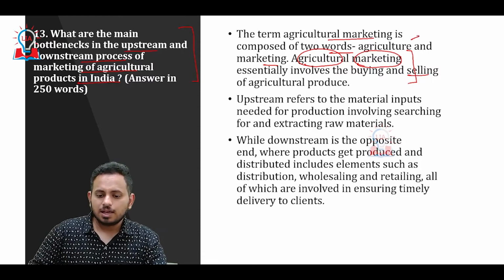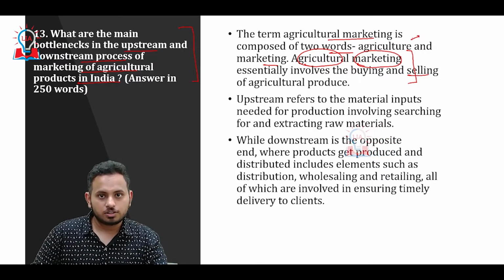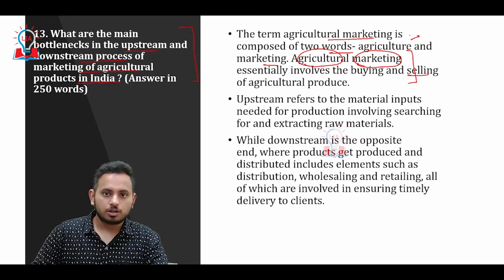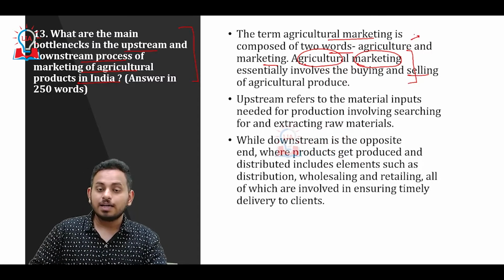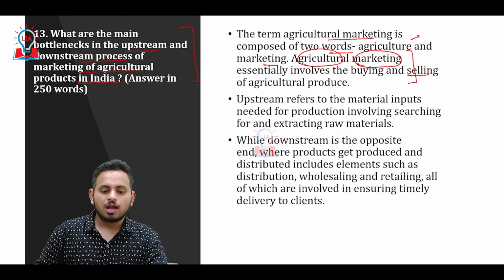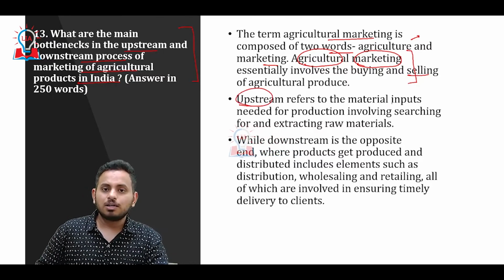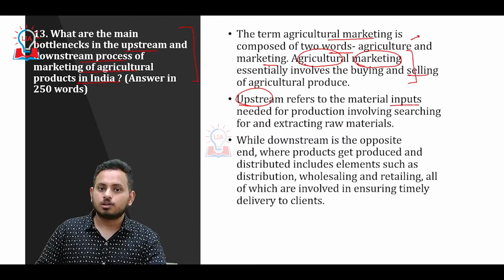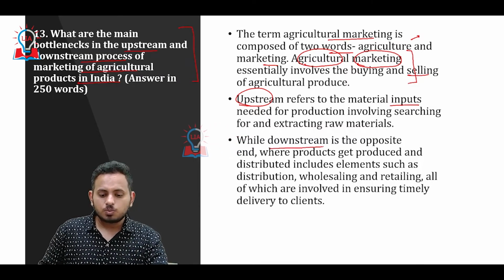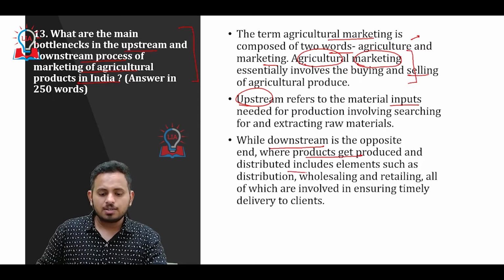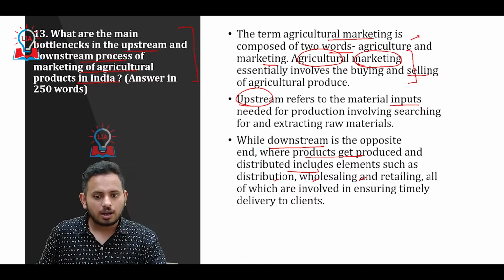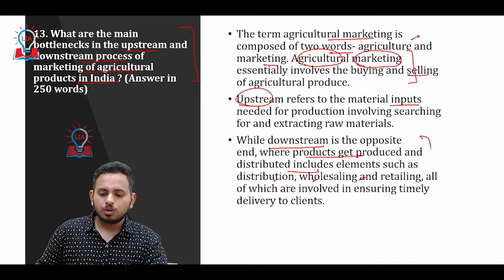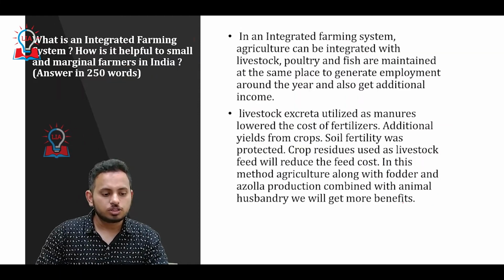Clear? This is the capitalistic nature of the agriculture. See, when we talk about agriculture, we will have two important things. One is the agriculture that is subsistent, okay, which is subsistent. Other one is intensive, that is capital intensive. Upstream, what is this upstream? Refers to the material inputs that are required for the agricultural marketing. Downstream is where the products get produced and distributed, and it includes the elements like transportation, distribution, wholesaling, packing, value addition, and food processing. All these will be under the downstream.